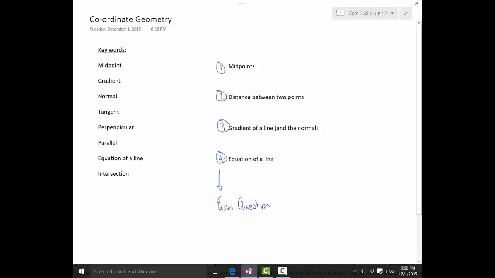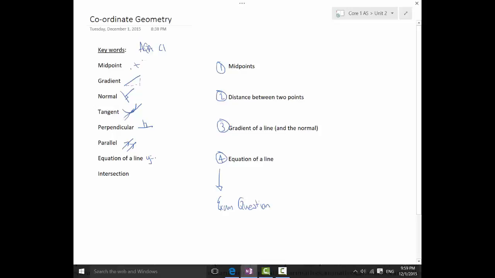But before I start, I just want to make you aware of some keywords that are used in the AQA C1. The first one is midpoint, which is the point exactly between 2 coordinates. The gradient, which is the measure of the steepness of a line. The normal to a line is a line that meets at 90 degrees, as is perpendicular. A tangent is a line that just touches a curve or a circle at just one point. Parallel lines are lines that never meet.